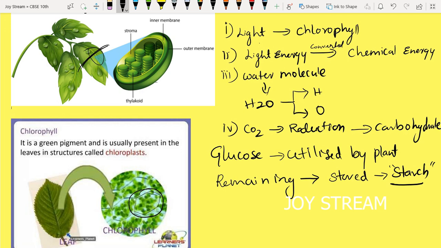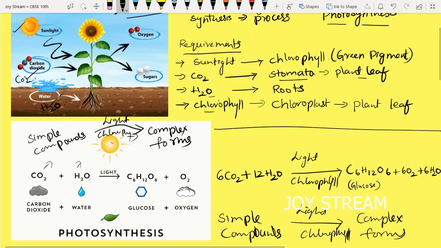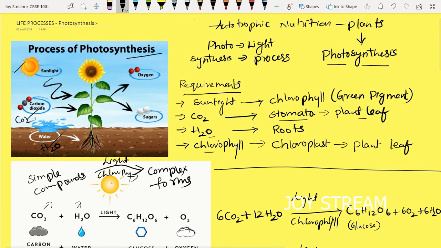So let us just have a quick look at the topic. So what is photosynthesis? Where does photosynthesis take place? In plants. What are the simple compounds utilized for the process of photosynthesis? Sunlight, carbon dioxide, H2O and chlorophyll. Where are these present? Sunlight is from nature. Carbon dioxide is from the atmosphere. H2O is from the soil. Chlorophyll is present in the chloroplast on the plant leaf.